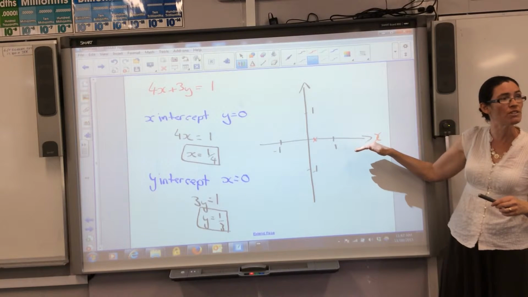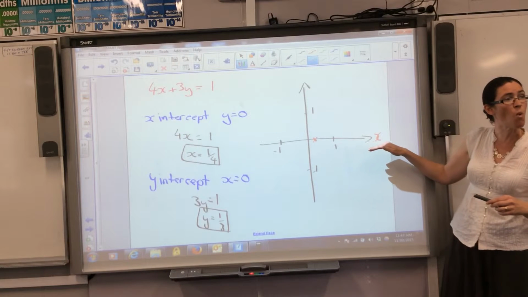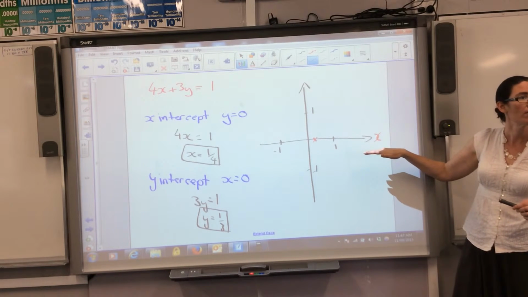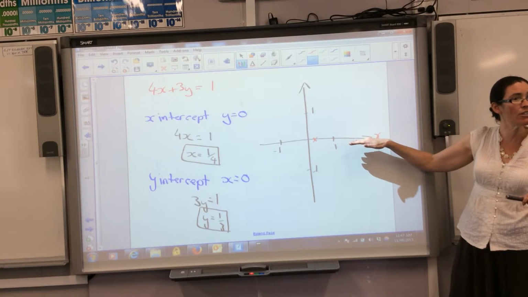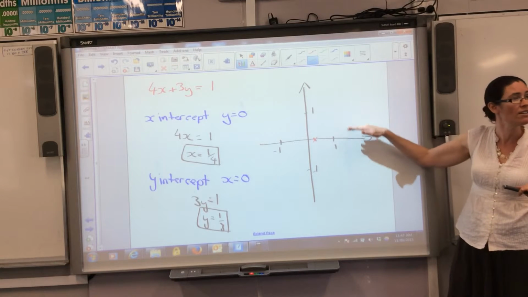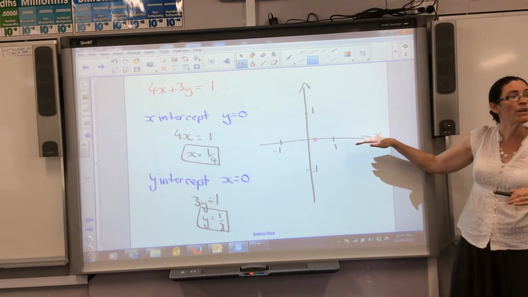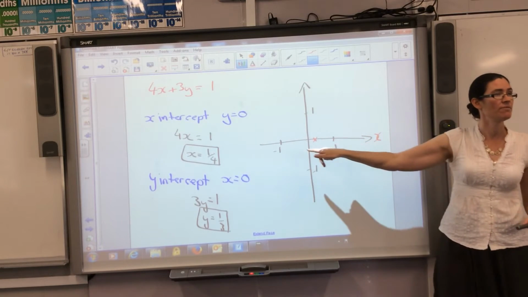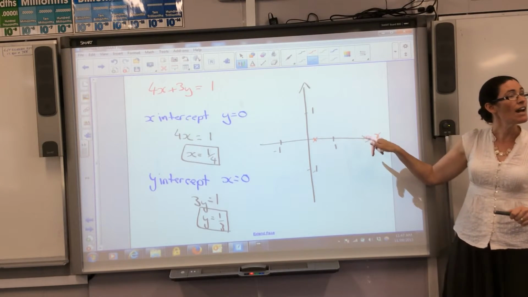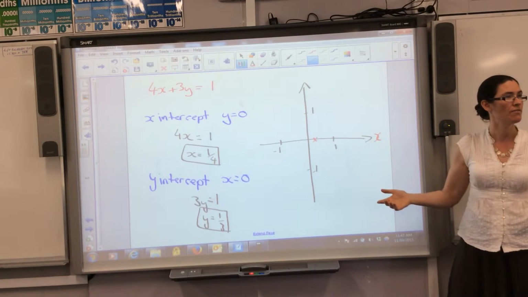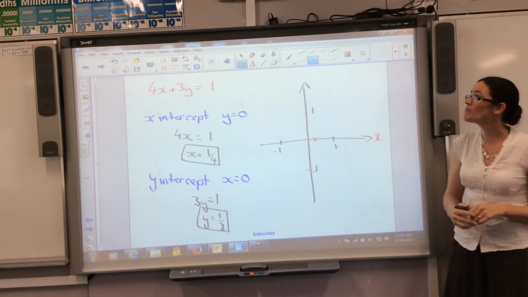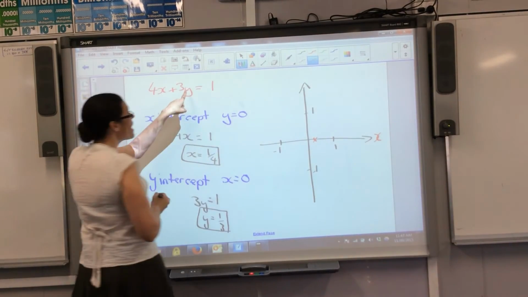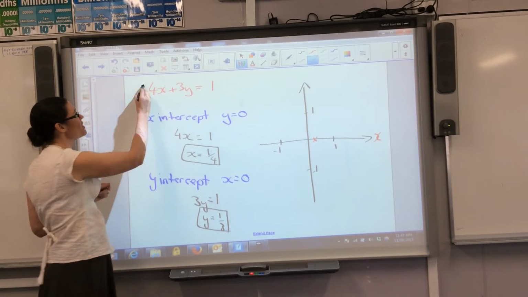Do you understand that y has to be 0 on this line? Because if y goes to even 0.2 or something, I've gone up or down. We want to know where we hit this line, and we know we hit the line when y is 0. What happens on this line? X is 0. That's just the equation. You were given that.